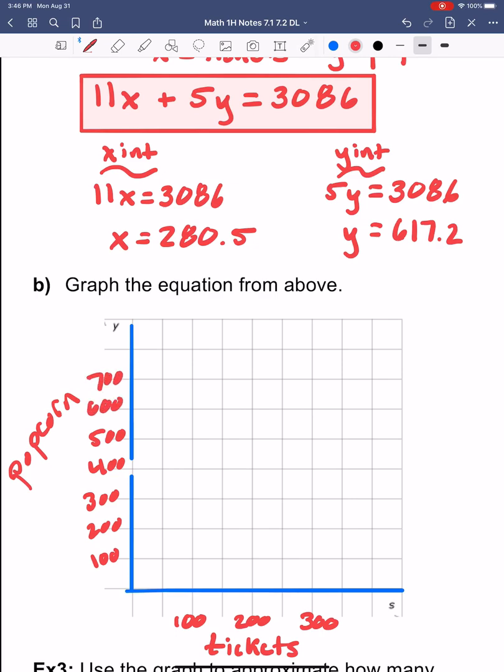And then we can go ahead and plot these here correctly. So 280 is my x-intercept right about there. Okay, and 617, my y-intercept right about there. And then we can go ahead and connect these. And once again, any of these coordinates that fall on these points would give me an x and a y that would satisfy this $3,086 requirement here.